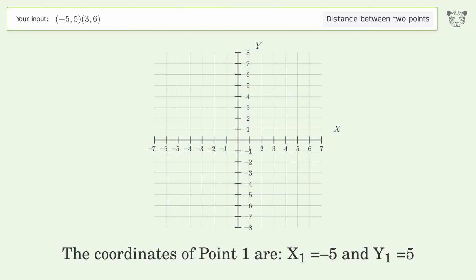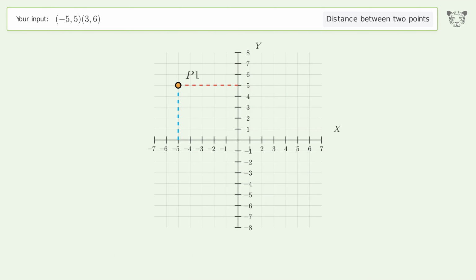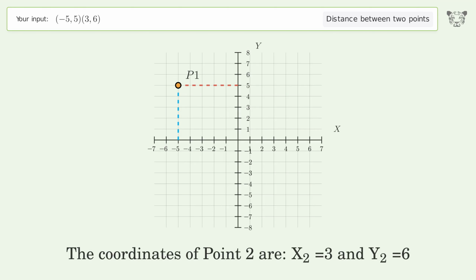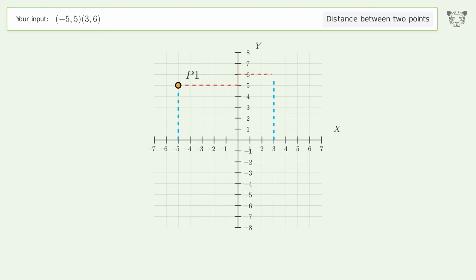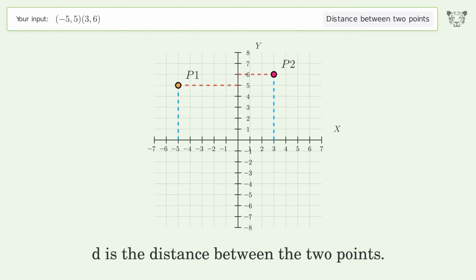The coordinates of point 1 are x1 equals -5 and y1 equals 5. The coordinates of point 2 are x2 equals 3 and y2 equals 6. D is the distance between the 2 points.